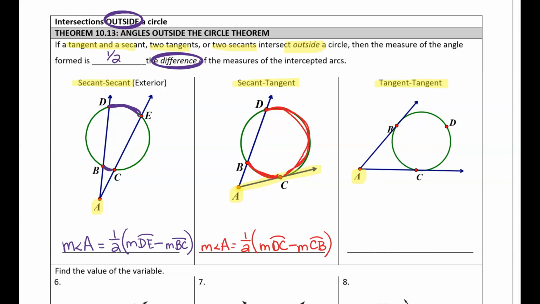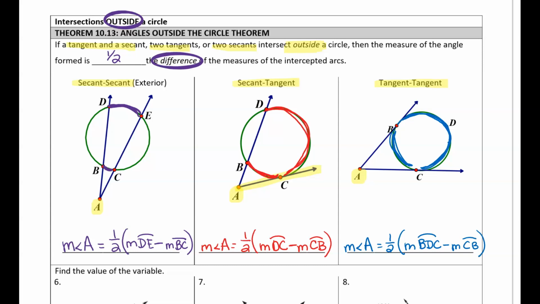Now, tangent tangent. So if you'll look here, this is the whole big major arc, and this is the small arc. Now you can see this is going to take up the entire circle, but it's okay. So you still just say the measure of angle A is equal to 1/2 the measure of the big arc, so this is BDC, subtract the measure of the small arc, CB, subtract them, and take half of them.